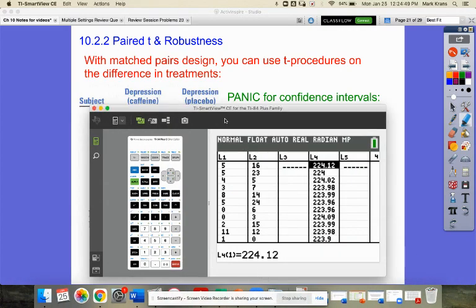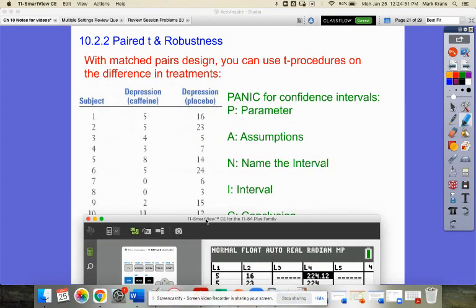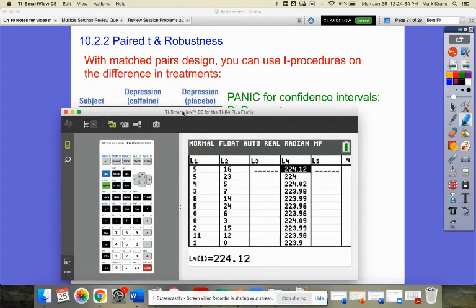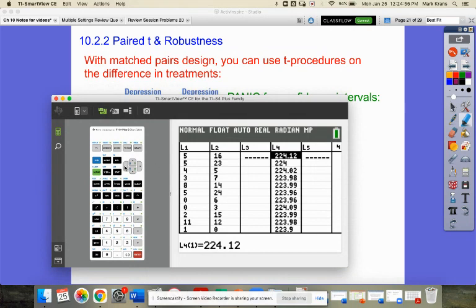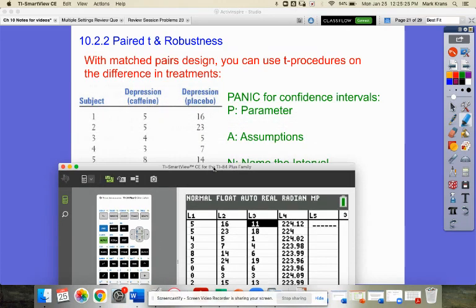So I put my caffeine depression and placebo depression in L1 and L2. And what we want to look for is a difference between them. So I'm going to create L3, let it be the difference of, I'll do L2 minus L1 so I get mostly positive numbers, okay? So you go up here to L3 and you can say L2 minus L1. And now this is the difference. This is how much more depressed they were when they were taking a placebo, okay? And this person was less depressed. They weren't really depressed either time, but less depressed when they were taking a placebo.